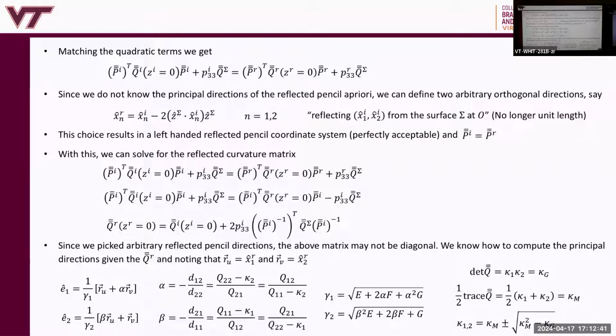Then once we have this and this, we can find E, F, G, and then we have the Q curvature matrix. We can find the trace. We can find kappa G and kappa M, determinant and trace of that Q matrix. Then we know the entries of the Q matrix. We can find kappa 1, 2 from kappa M and kappa G, which come from the Q matrix. And therefore, we can find alpha and beta, and we have gamma 1, gamma 2. And we can find then the principal directions after we reflect. All right?